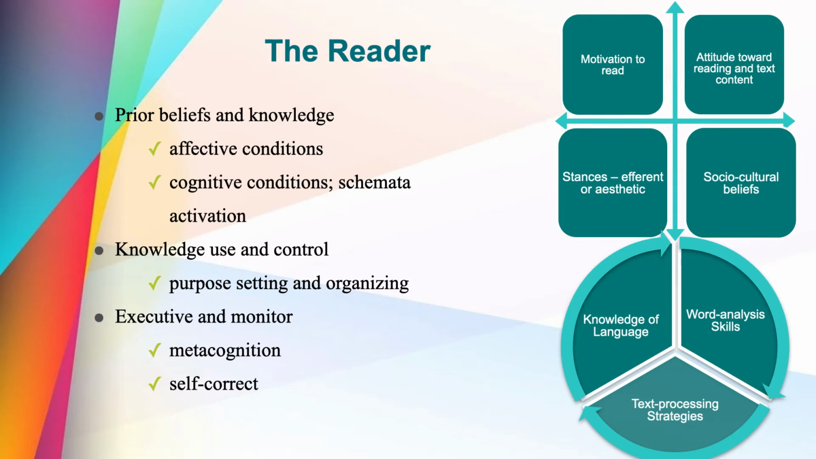Next of the findings is knowledge use and control. This includes constructing, monitoring, and representing meaning. It involves purpose setting, planning, and organizing as the reader draws information from schemata structures, such as prior beliefs and knowledge, to form text representation. However, it is noted that not every text activates schemata that will aid in meaning construction. Sometimes information does not fit into the existing schema, and this may lead to loss or misinterpretation of text.